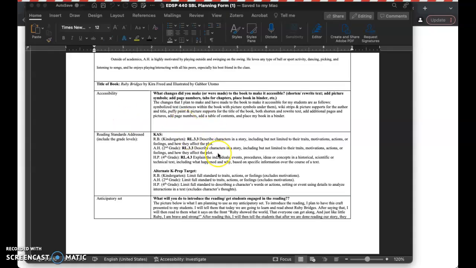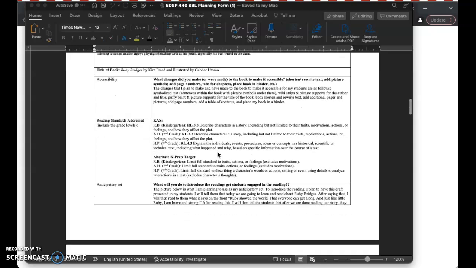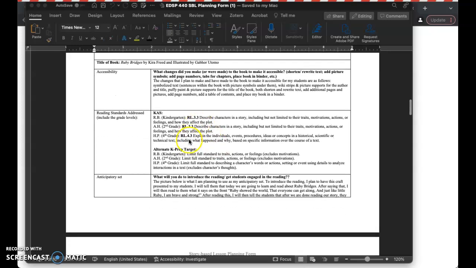Next is our reading standards. So this person has students, it looks like in third and fourth grade. So each grade level that you have in your lesson, you need a standard that aligns to that, okay? Oh, I'm sorry, she has kindergarten, second, and fourth. So it looks like she stretched with this kindergarten a little bit, right?